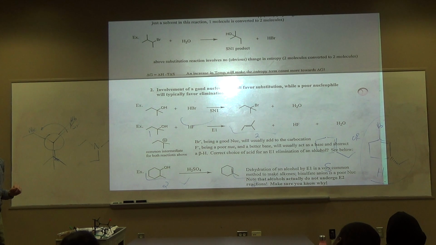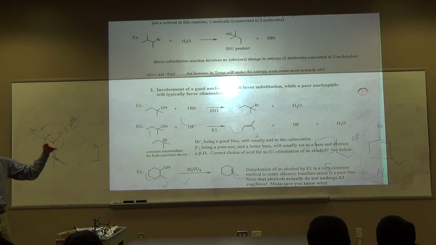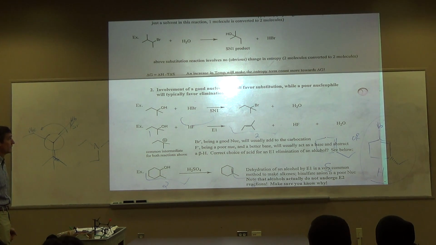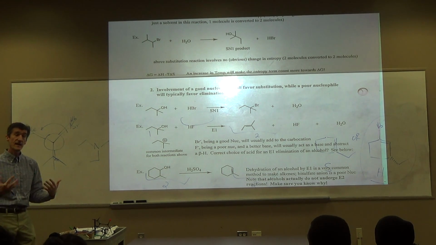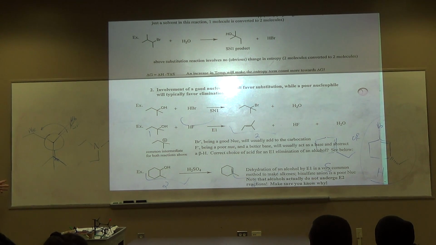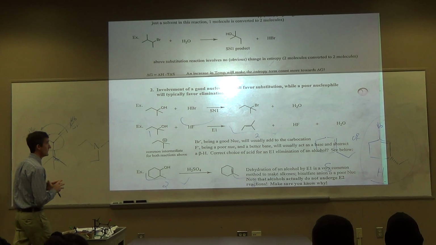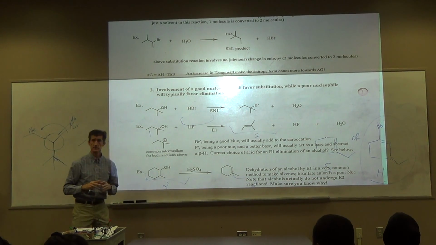Why? This is an example of nucleophile strength. Which is a better nucleophile, Br minus or F minus? Br minus. The better nucleophile is going to be more prone to giving you substitution. F minus is a poor nucleophile. That means it doesn't like to attack carbons, but it will act as a base and remove a beta hydrogen. So the difference in nucleophile strength explains these two different outcomes.